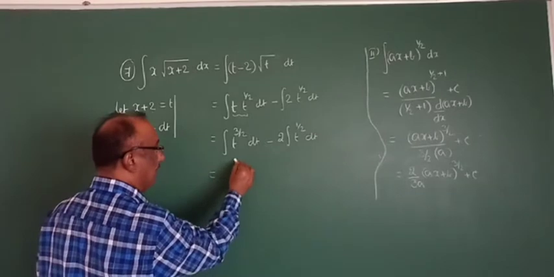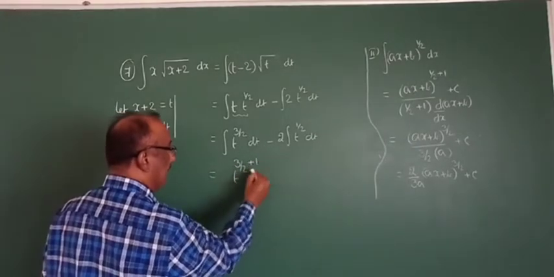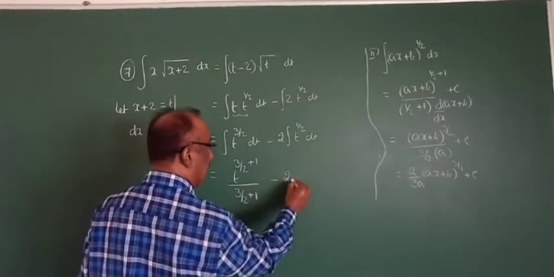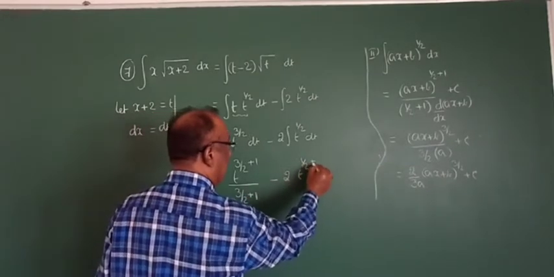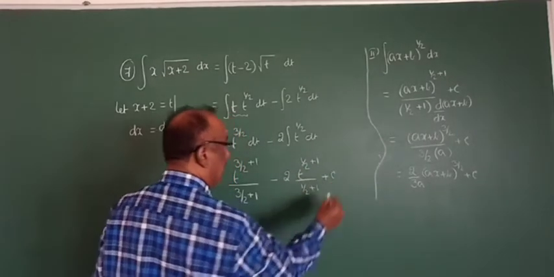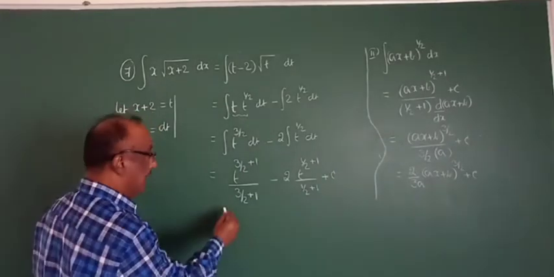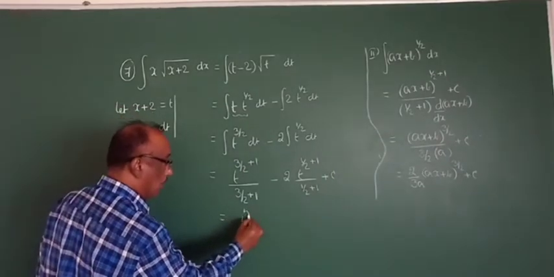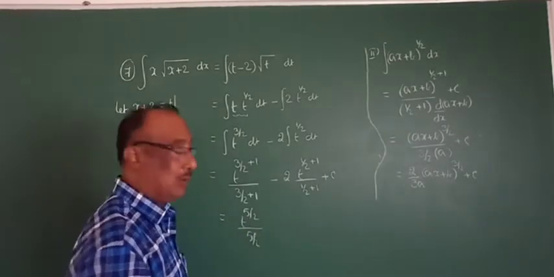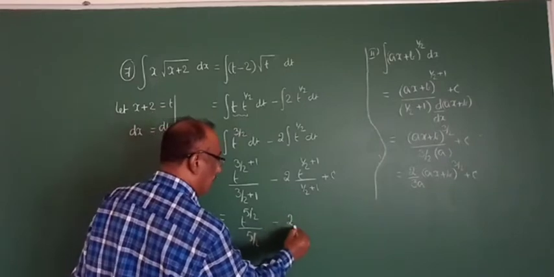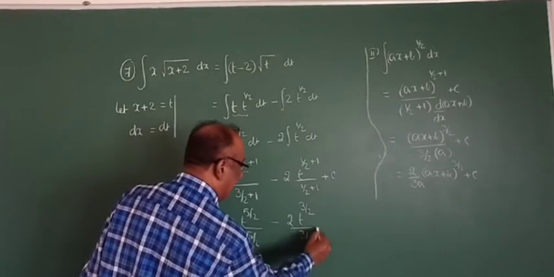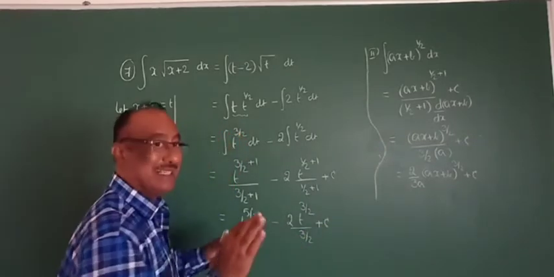t power of 3 by 2 plus 1 over 3 by 2 plus 1, minus 2 into t power of 1 by 2 plus 1 over 1 by 2 plus 1, plus c. Now simplify: t power of 5 by 2 over 5 by 2, minus 2 into t power of 3 by 2 over 3 by 2, plus c. Now the problem is completed.